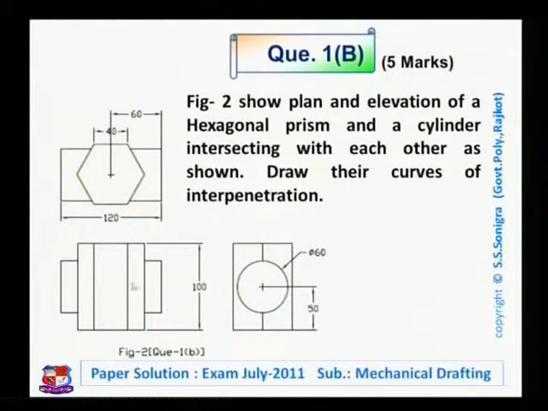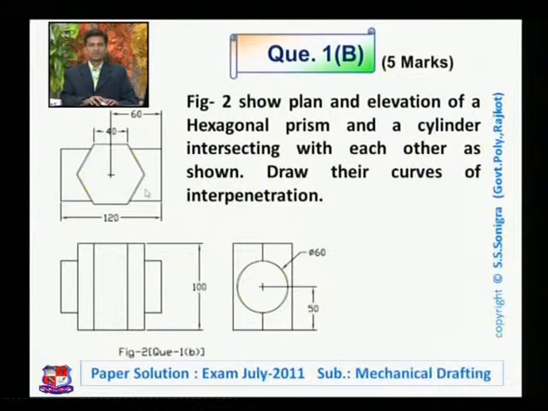So this is the top view, this is the front view, this is the side view. Hence, which projection method is used over here? Here, the third angle projection method is employed, because the top view is drawn above the front view. So the first angle projection method is given, hence we have to use the third angle projection method to draw this solution. So this is the given case.